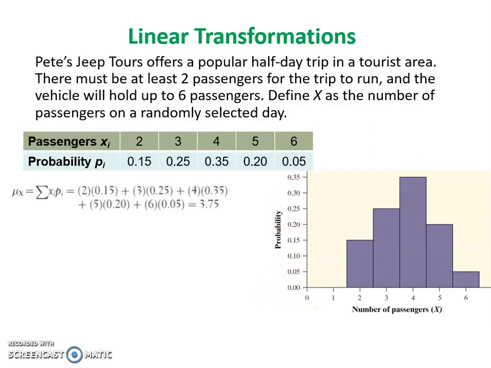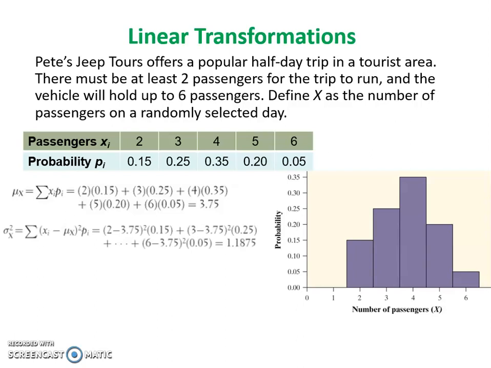If we wanted to calculate the mean of this random variable X, the mean of the number of passengers on a randomly selected day, the expected value, you take each random variable value, X, times its corresponding probability. So you can see that here. And then you would sum those together, and we get an average of 3.75.